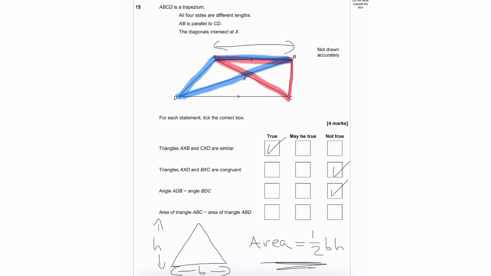Well, if we draw out one of the triangles like that, we know that for both, the height is going to be the same, because the height is the distance between these two parallel lines. The triangles both finish on the same straight line. So the area is going to be the same because the only two variables are B and H, and they're the same for both triangles. So this is true.